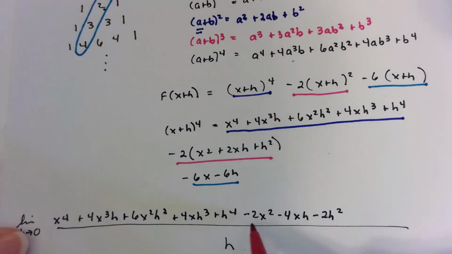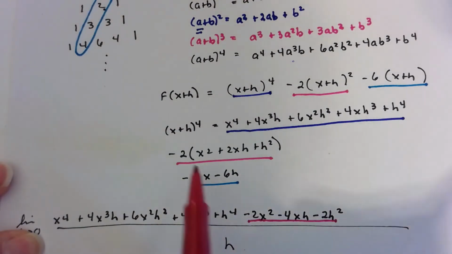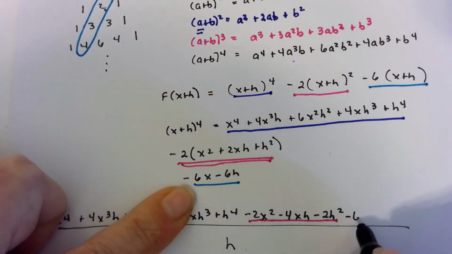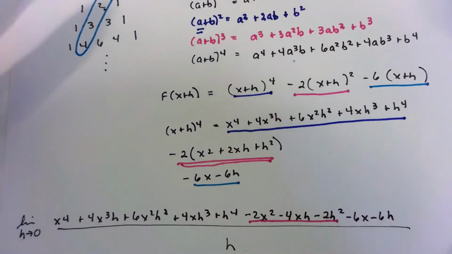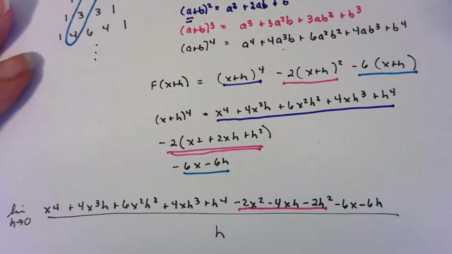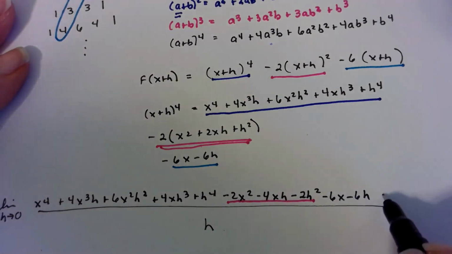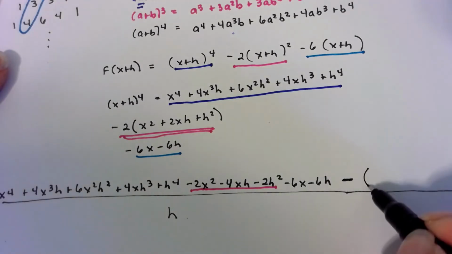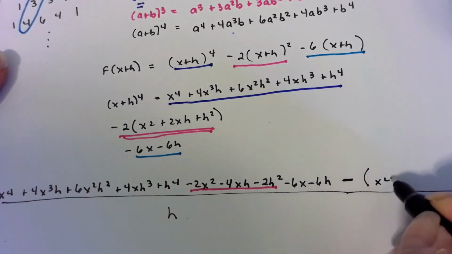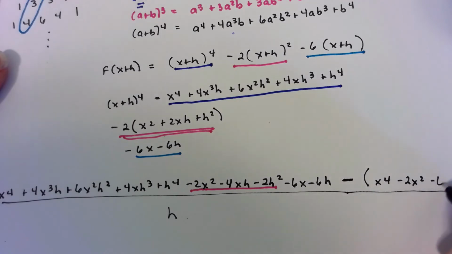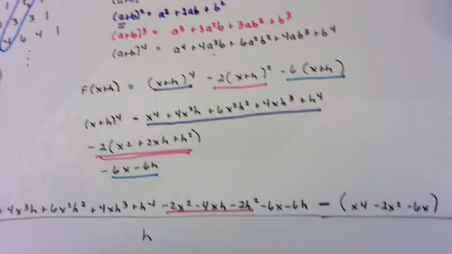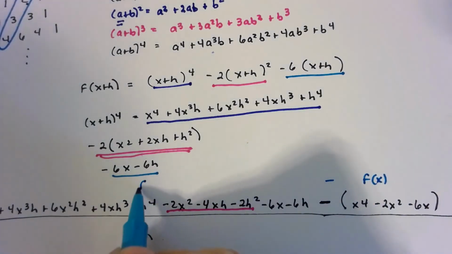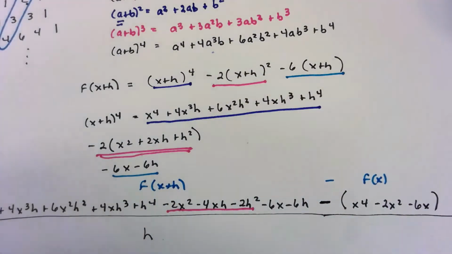So this here I'm distributing and entering into the formula. Minus 6x minus 6h. All of this is my f of x plus h. Minus, this is part of the formula, f of x. Well, f of x is x to the fourth minus 2x squared minus 6x. So this is minus f of x over here, and this is my f of x plus h over here.